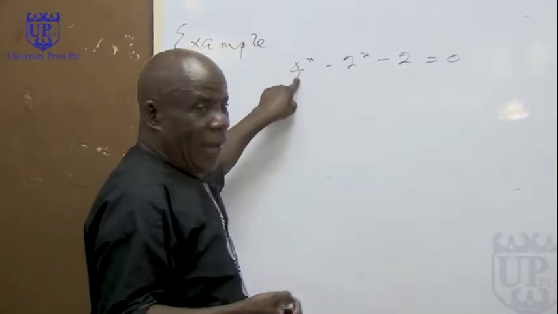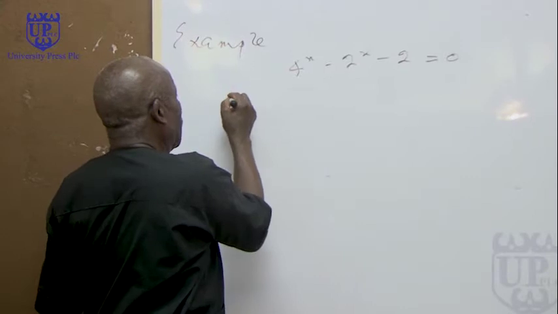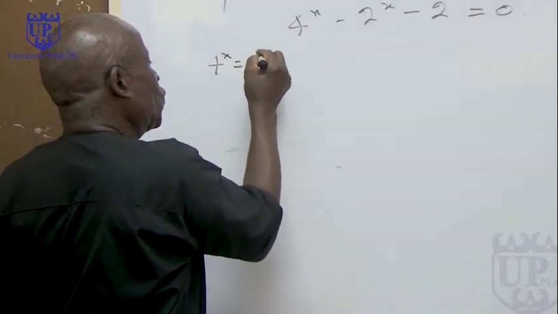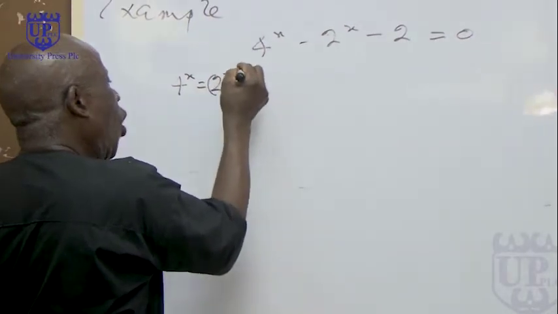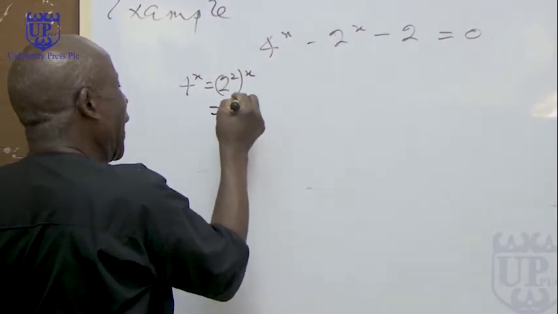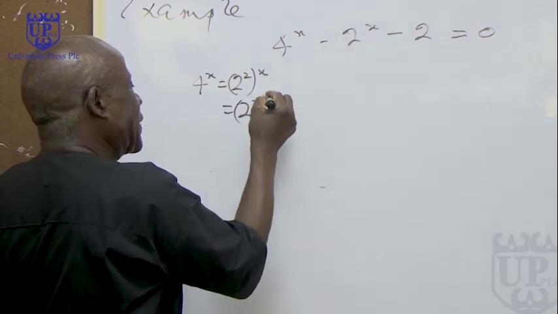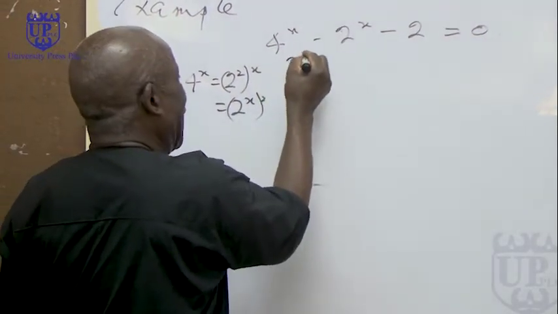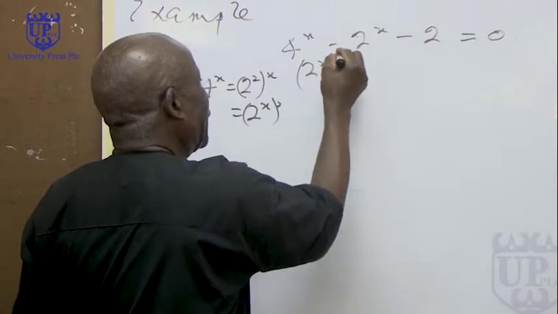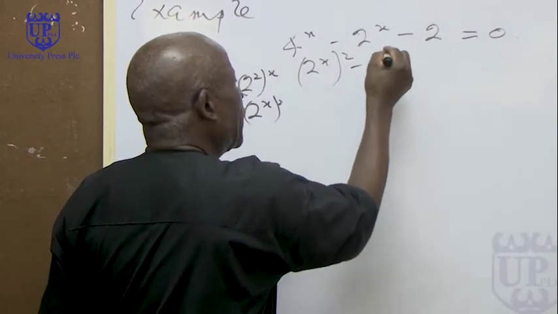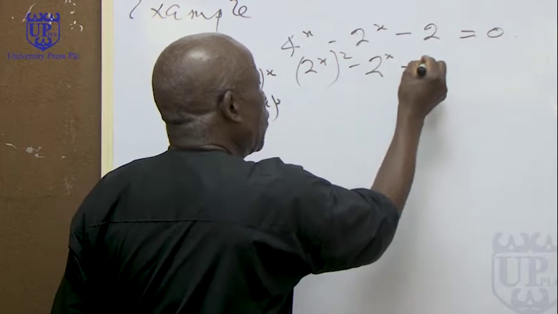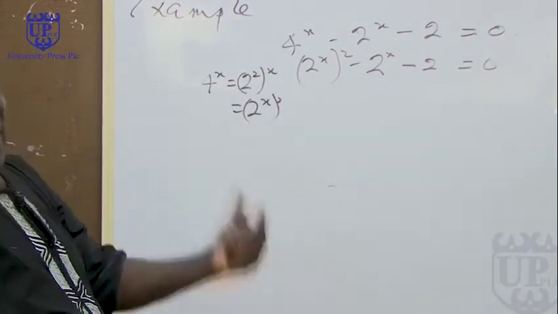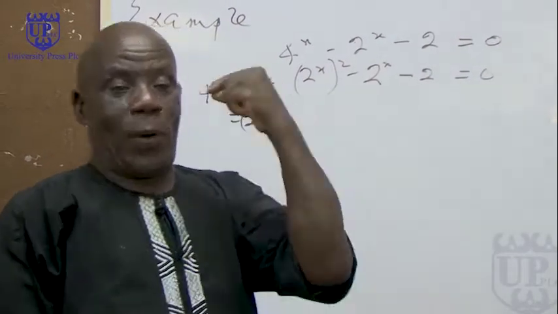Because 4 raised to power x is the same thing as 2 raised to power 2 all raised to power x, or 2 raised to power x all squared. Please take note. So this one will now be 2 raised to power x all squared minus 2 raised to power x minus 2 equals 0. This is quadratic in 2 raised to power x.